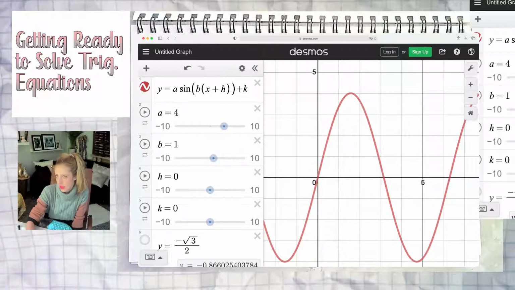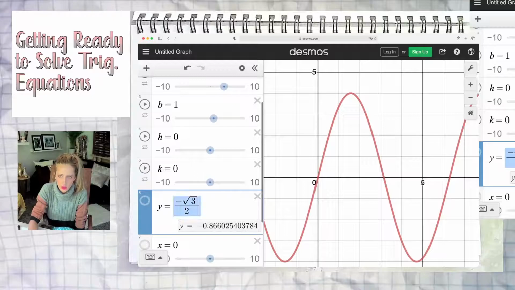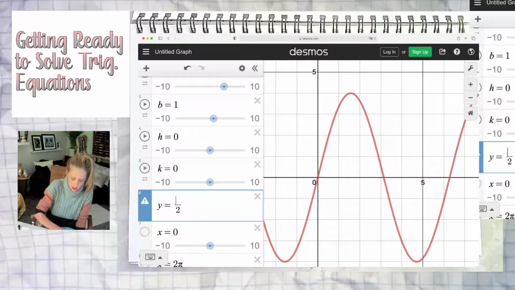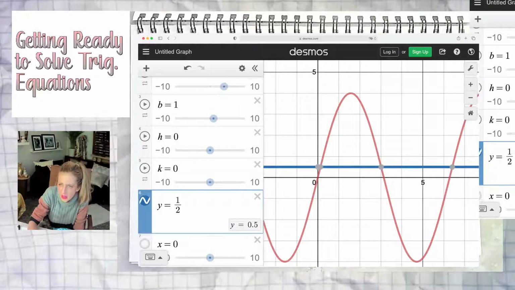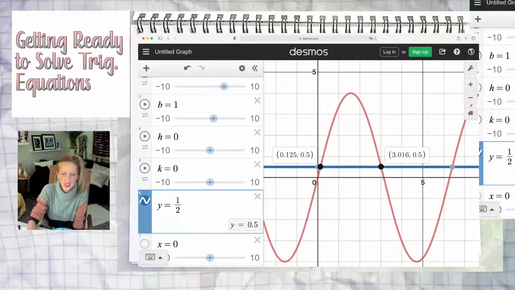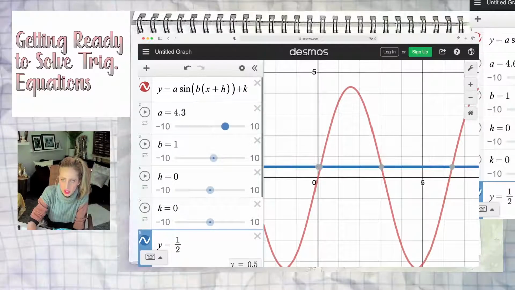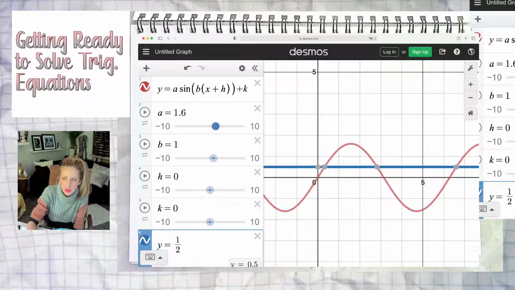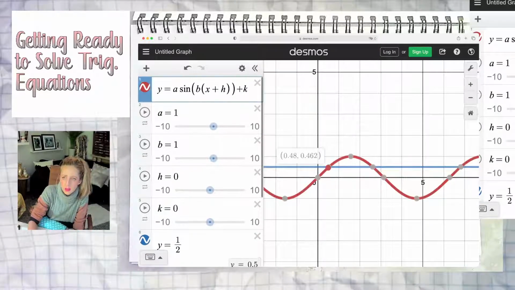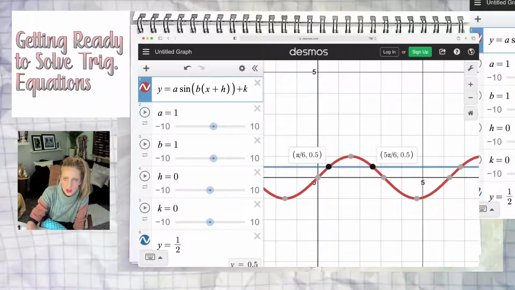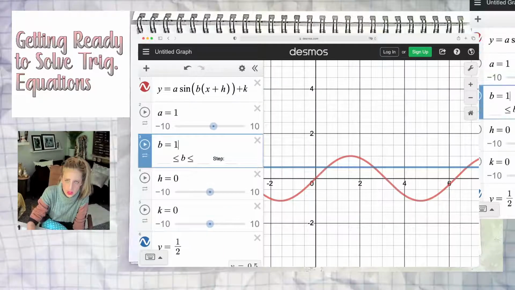So now if I ask, when does 4 sine theta equal 1/2? It's not maybe going to be the same answer anymore. So if I go here, before when I had 1/2, it was pi over 6 and 5 pi over 6, right? But now it's not pi over 6, it's 0.125 and 3.016. So the answers are changed because when I stretch this bigger and bigger, it changes my answers. And if I bring it down back to 1, pi over 6 again, 5 pi over 6. Next thing that we could change is B value inside here.